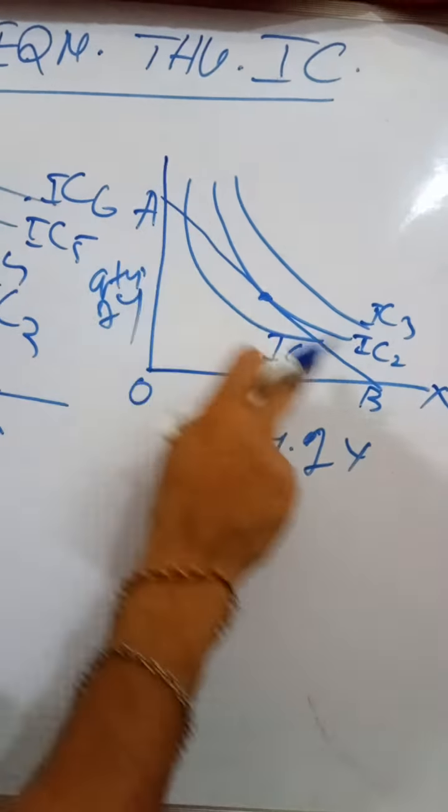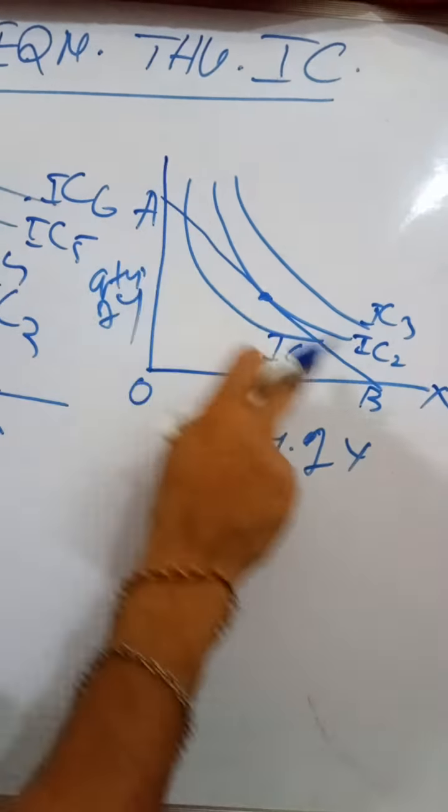IC3 lies above the budget line. So this is the equilibrium position of the consumer. That means the consumer derives maximum satisfaction by remaining at point R. There he is spending all his money on two commodities X and Y, and he is consuming, say, X1 of X and Y1 of Y. So X1 of X and Y1 of Y is that combination which gives the consumer the highest level of satisfaction.